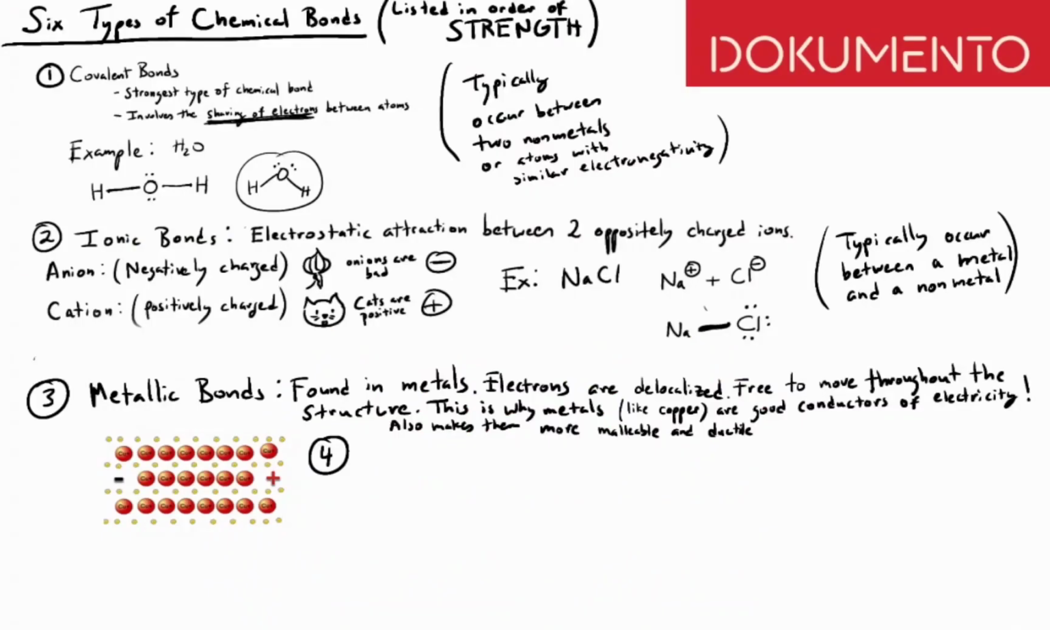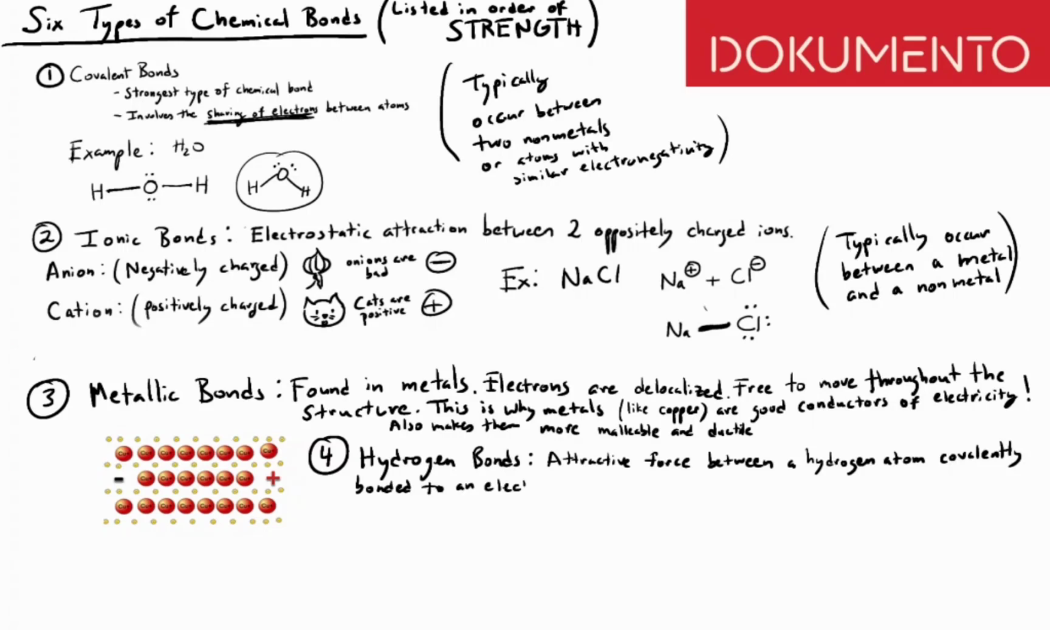Okay, so the next type of bonds that we're going to look at are also very, very important for AP Bio students and life in general, and those are hydrogen bonds. So hydrogen bonds are attractive forces between a hydrogen atom, which is covalently bonded to an electronegative atom, and another very electronegative atom. So that's quite a mouthful, so I'm going to underline in red what I mean.